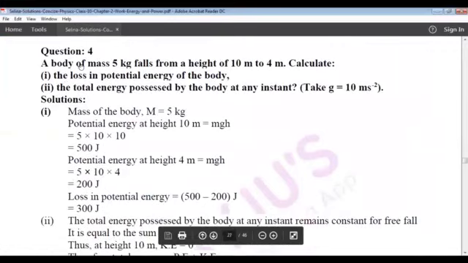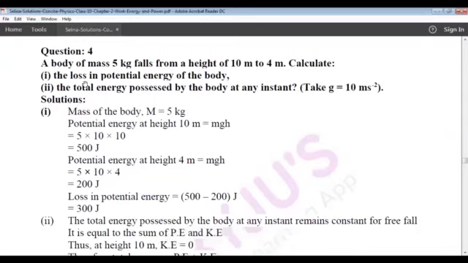Fourth question: a body of mass 5 kg falls from a height of 10 meter to 4 meter. Calculate the loss in potential energy of the body. See here, when a body falls from one height to another height, there will be loss in the potential energy of the body. So we need to find the loss in potential energy. Here mass of the body is 5 kg, height is 10 meter. If you substitute this in mgh, you are going to get 500 joules.